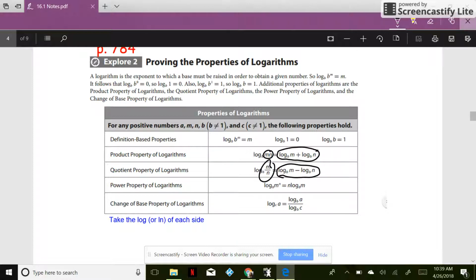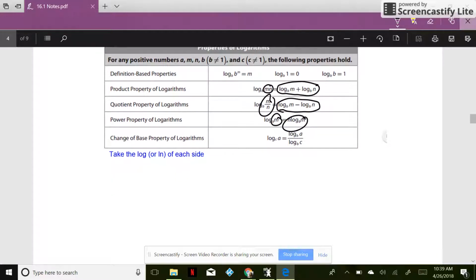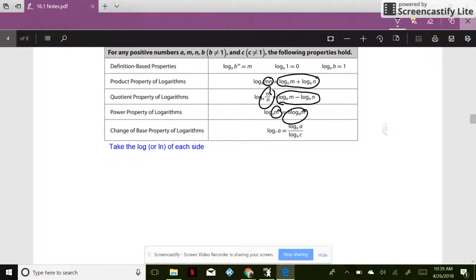Power rule. When we had a power to a power, we multiplied the exponents. So if we're multiplying a number outside of our log, it's the same thing as raising it to the power inside. Now the last one is super duper important. It's called the change of base rule. What that means is you can use your calculator to solve other bases on logarithms. Before we could only do log base 10 and log base e, but we can use this change of base rule to solve different problems.